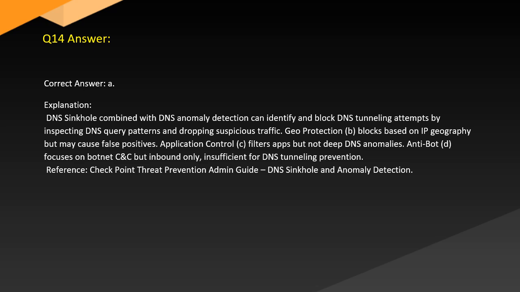Application control, C, filters apps but not deep DNS anomalies. Anti-bot, D, focuses on botnet C&C but inbound only, insufficient for DNS tunneling prevention. Reference: Check Point Threat Prevention Admin Guide, DNS sinkhole and anomaly detection.